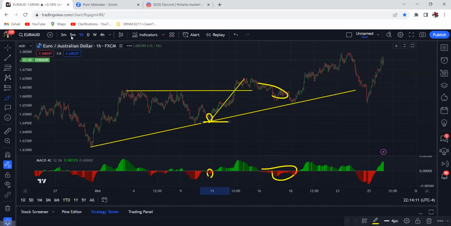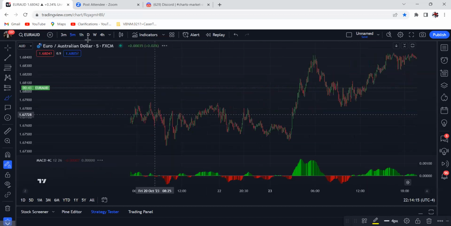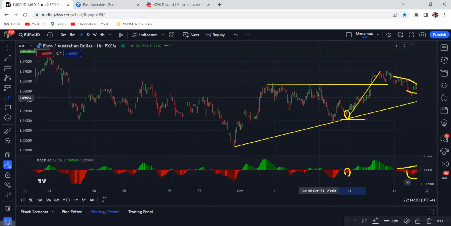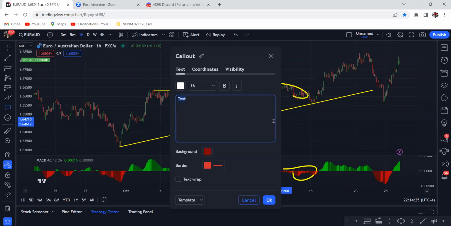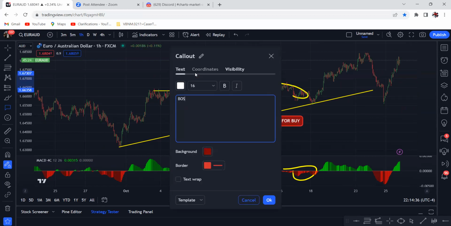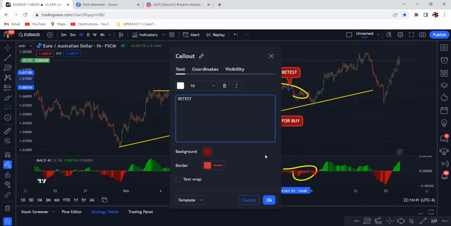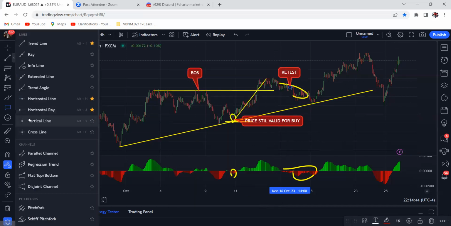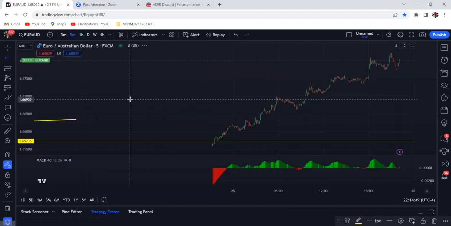Even though I got taken out on the 5-minute on my first entry, guess what? I already know, based on the 1 hour time frame, I'm still looking for a buy because price has not closed below here. Price is still valid for a buy. Break of structure. I'm getting my retest. So now it's just a matter of being patient and following the rules.